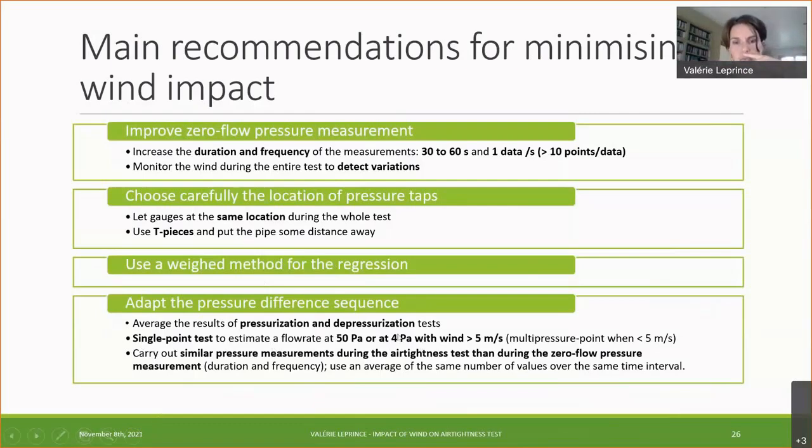If you want to test at 4 Pascal with a wind of above 5 meters per second, then it is also better to just do a single point at 50 Pascal. If you are below that, then you can do the usual multi-pressure point measurement. And also carry out similar pressure measurements during the air tightness tests and during the zero flow pressure measurement, with the same interval and the same duration.